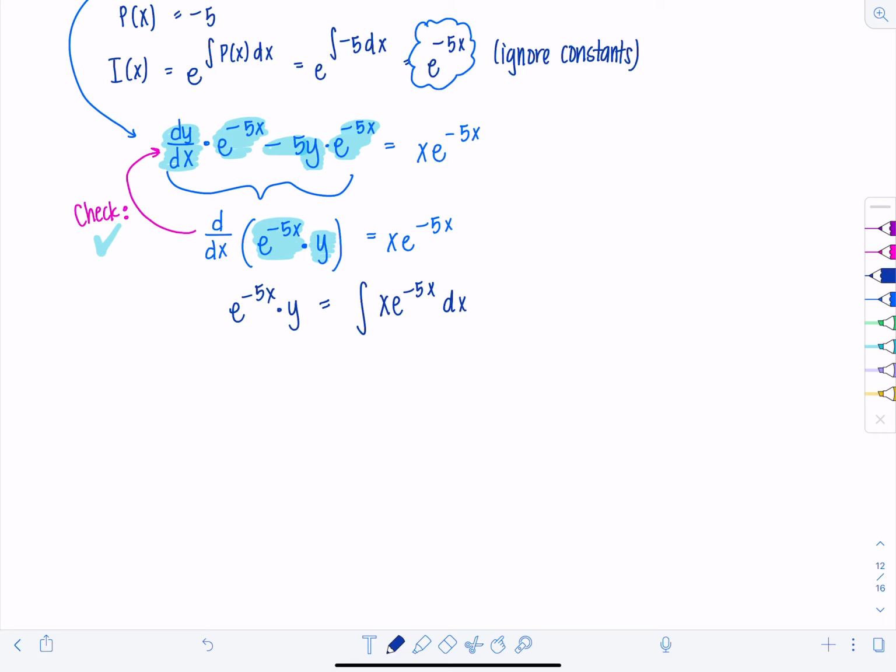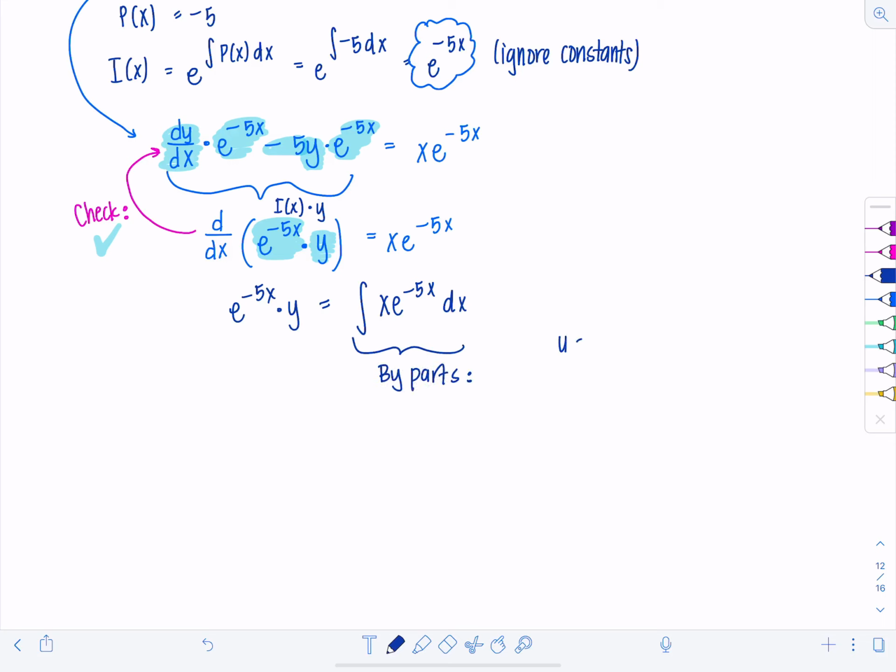Okay, so take a minute, make sure you understand. After you multiply through by the integrating factor, this is always going to be the integrating factor times y. Take the derivative with respect to x, double check that it checks out, and then from there you integrate both sides. So all you're left with is I of x times y on the left, and then now we just have to integrate the right-hand side. So okay, how do we integrate x times e to the negative 5x? That's right, by parts. Oh, yay.